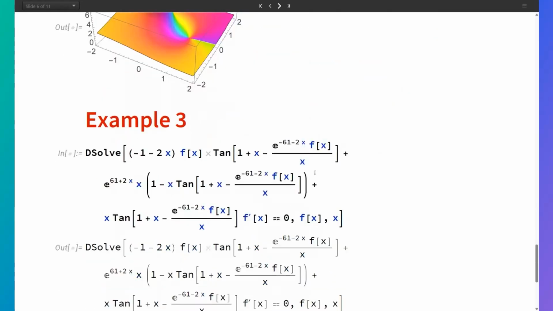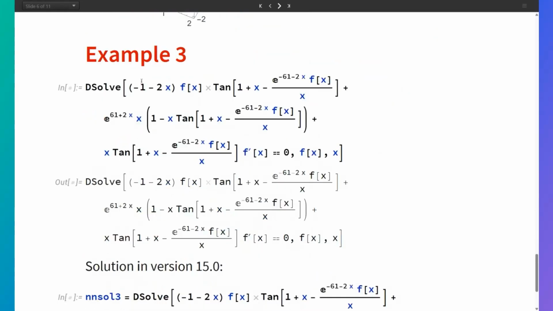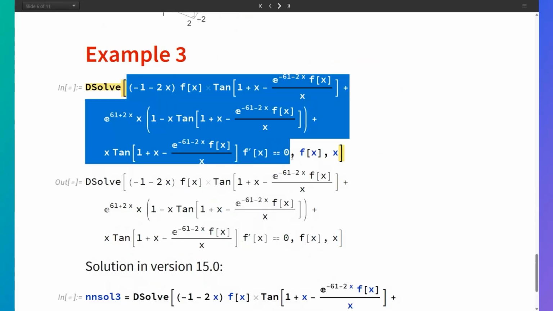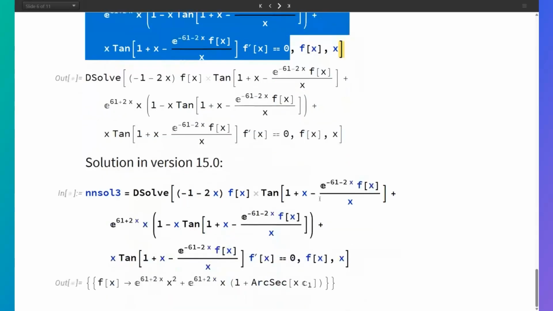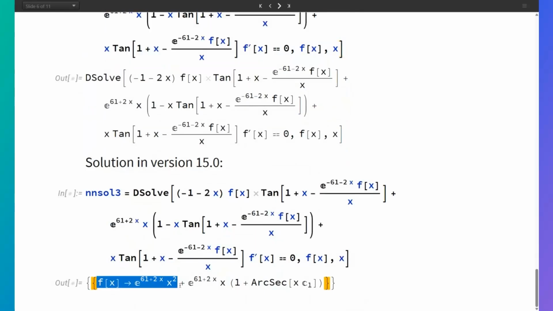And in the third example, we again have a nonlinear first-order differential equation for which DSolve fails to find any solution in version 14.3. But in 15.0, again, we have a very nice solution presented here.